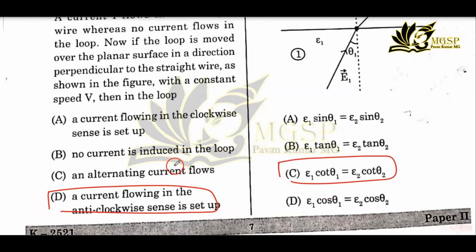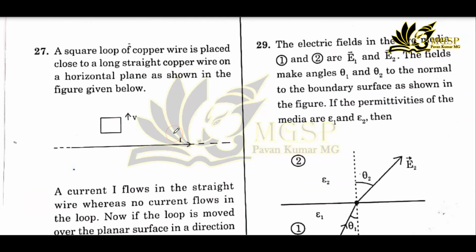Next, coming to this, here you need to use the right hand rule, curling the fingers. You will get the direction of induced current in this coil.